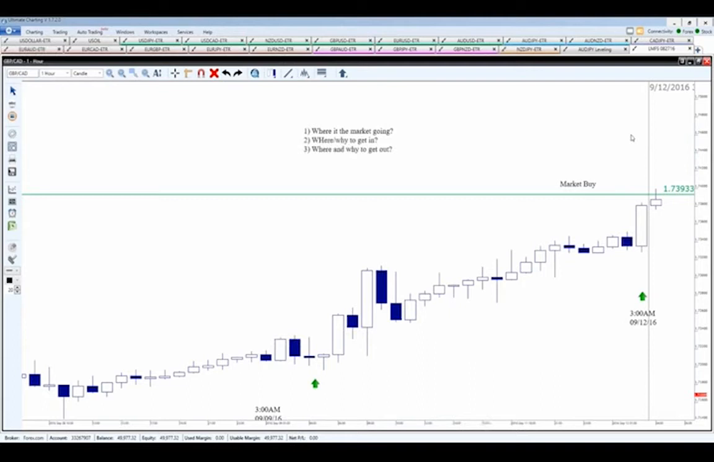Where's the market going? We believe it's going up. Where and why to get in? We're in the market right there. Now, what we need to do next is we need to protect ourselves here. We don't want to simply just go in without a stop loss. So we're going to come in here, we're going to set a stop loss.